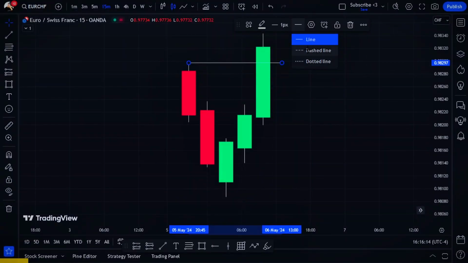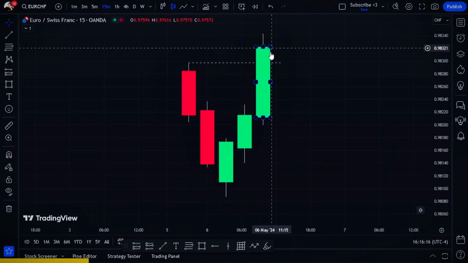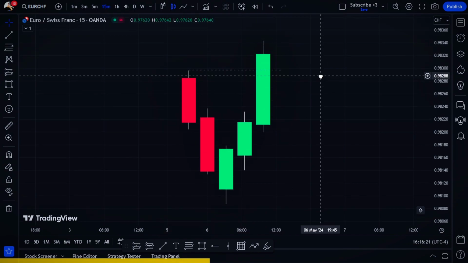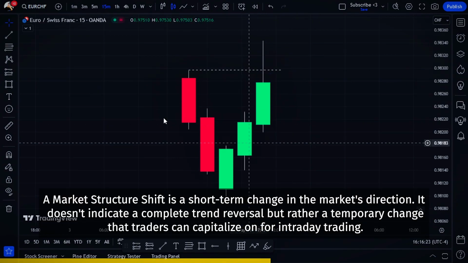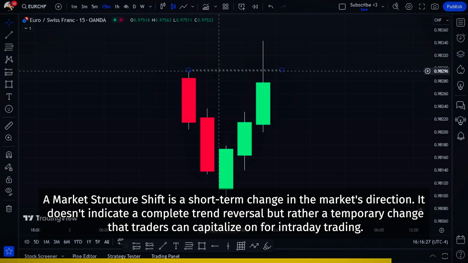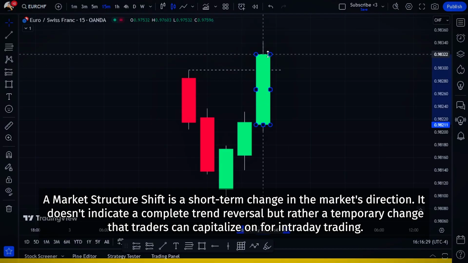A market structure shift occurs when the price closes below the recent swing point after taking out the opposite swing point. It must have a candle closure, otherwise, it will be considered a liquidity sweep where we just sweep through the swing point, which is the opposite of a market structure shift.